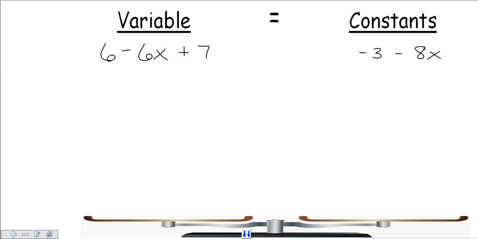So let's begin. The first step that we always need to make sure that we do is to simplify it if we can. We won't always do this step, but it does help us when solving the equation so that we don't do more steps than we need to.